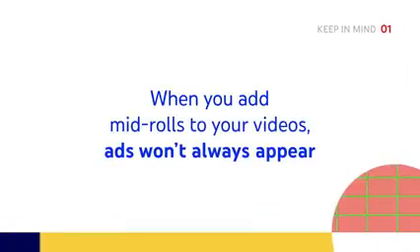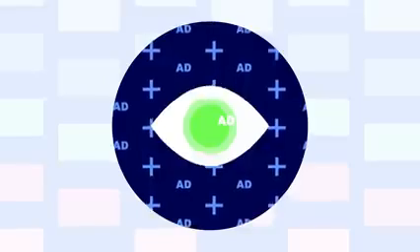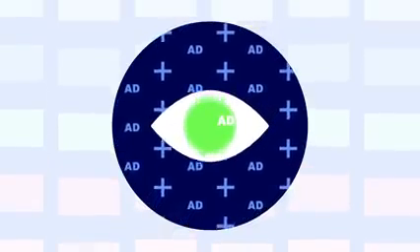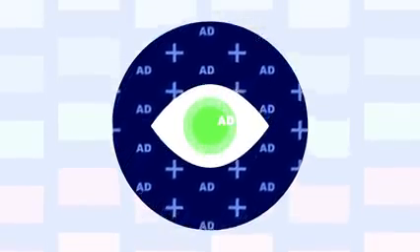Now that you know how to add mid-rolls to your video, let's go through some things to keep in mind and some best practices for using them. When you add mid-rolls to your videos, ads won't always appear. This is partly because there's not always an ad available at the time of viewing. This is also to protect the viewer experience, so that viewers keep coming back to your videos. We have to keep in mind how often viewers see ads and at what points in a video they're seeing them. For example, viewers tell us that mid-rolls, mid-sentence, or mid-action make for a very bad viewing experience.